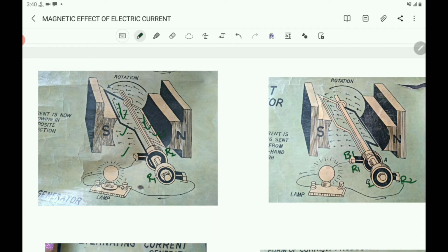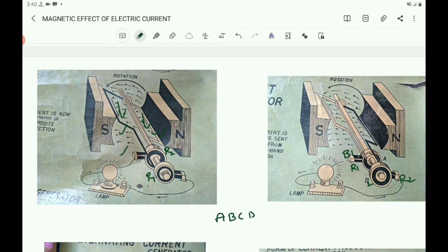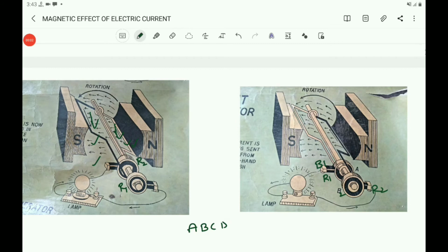That is, the induced current flows along ABCD, in the direction ABCD. The induced current flows in the circuit through brush B to B1. After half rotation of the armature, the arm CD moves upward and AB moves downward. The induced current flows in the circuit through brush B2 to B1 and you can observe the deflection in the galvanometer.